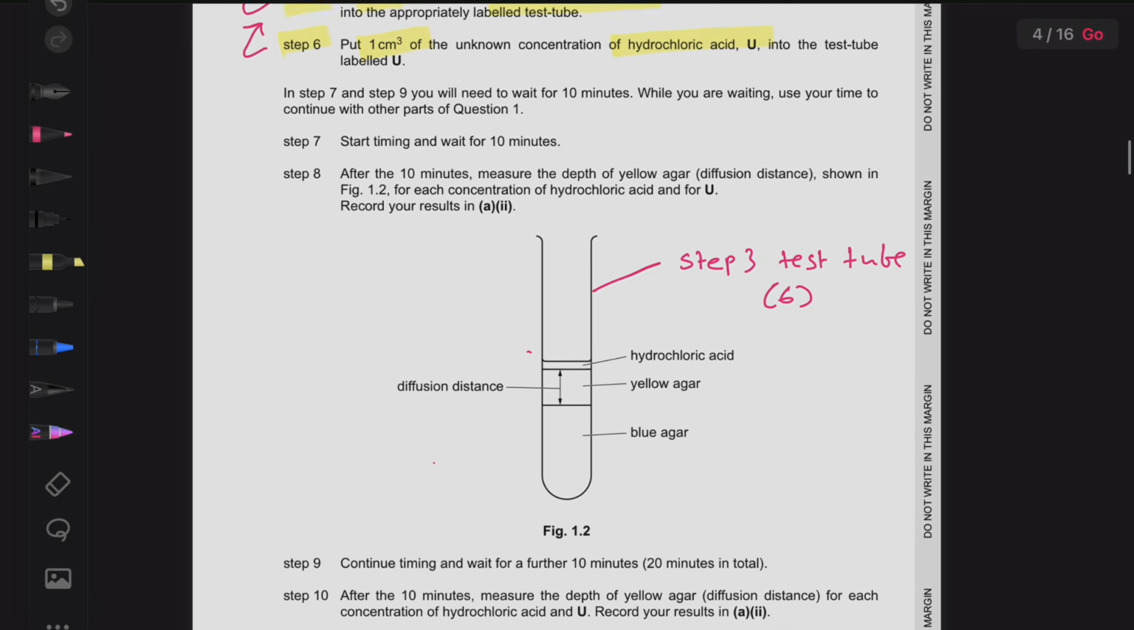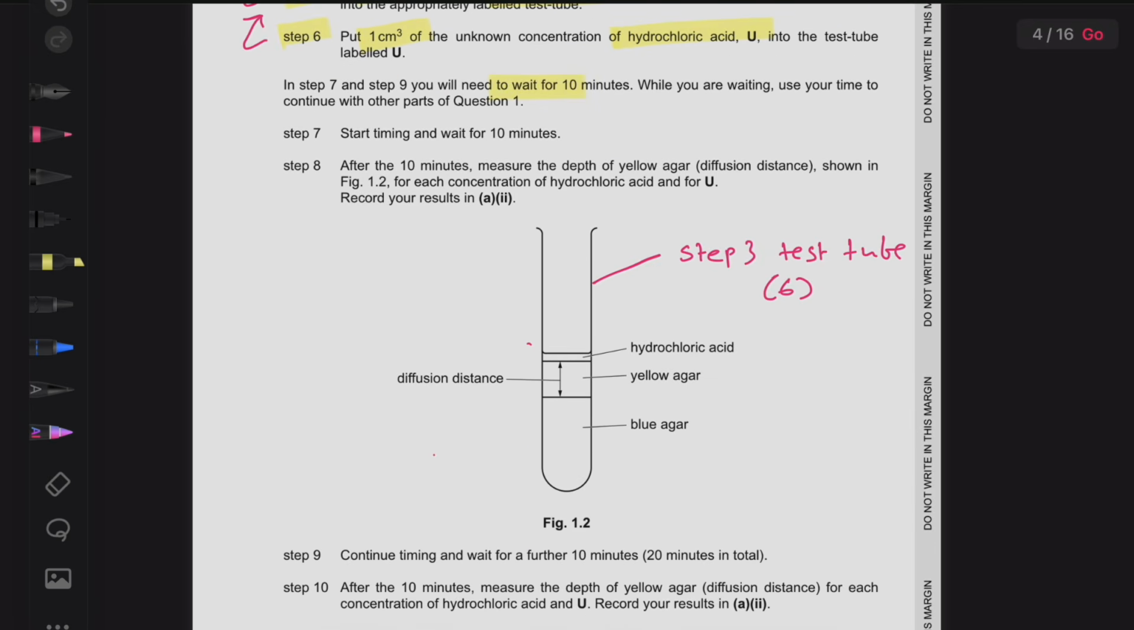Then in the following steps, we're going to be waiting. So it's recommended that we do other parts of our question 1 while we wait. But basically, we're told to start a timer, wait for 10 minutes. Once the 10 minutes are over, we measure the depth of the yellow agar, the diffusion distance, for each concentration and then record our results, okay?